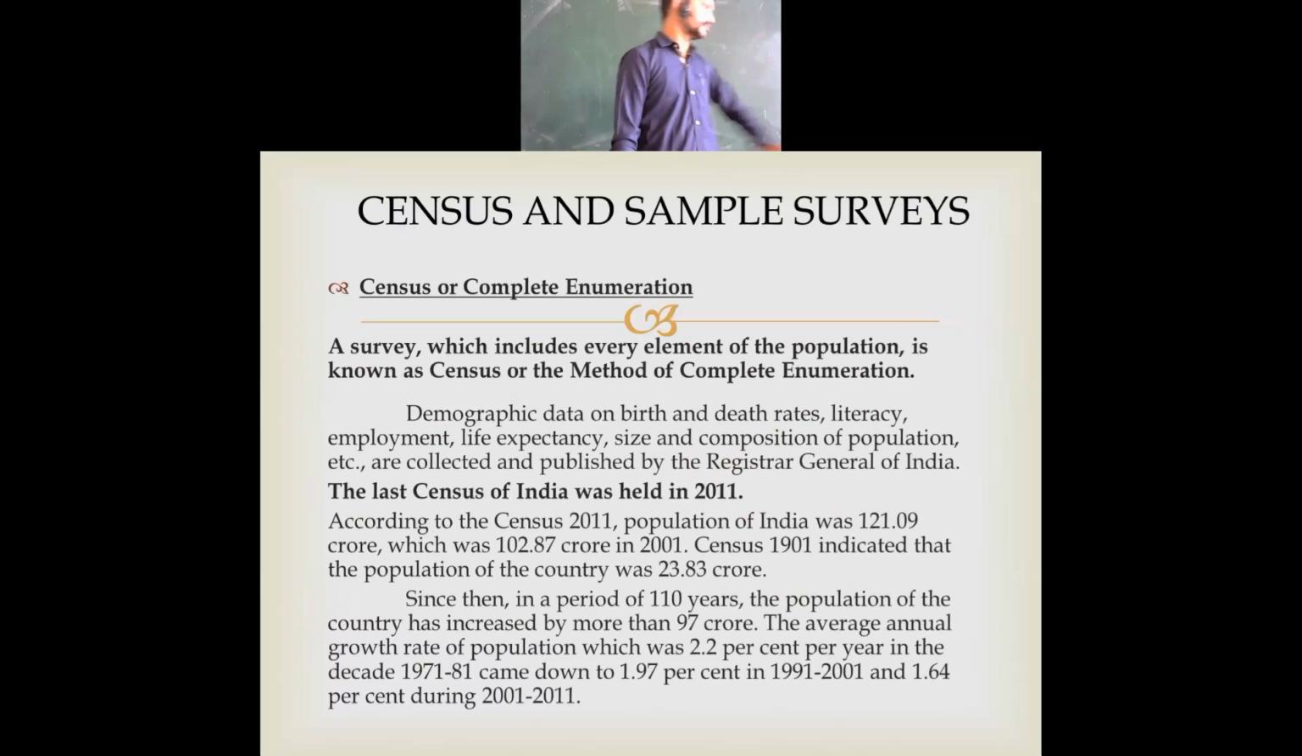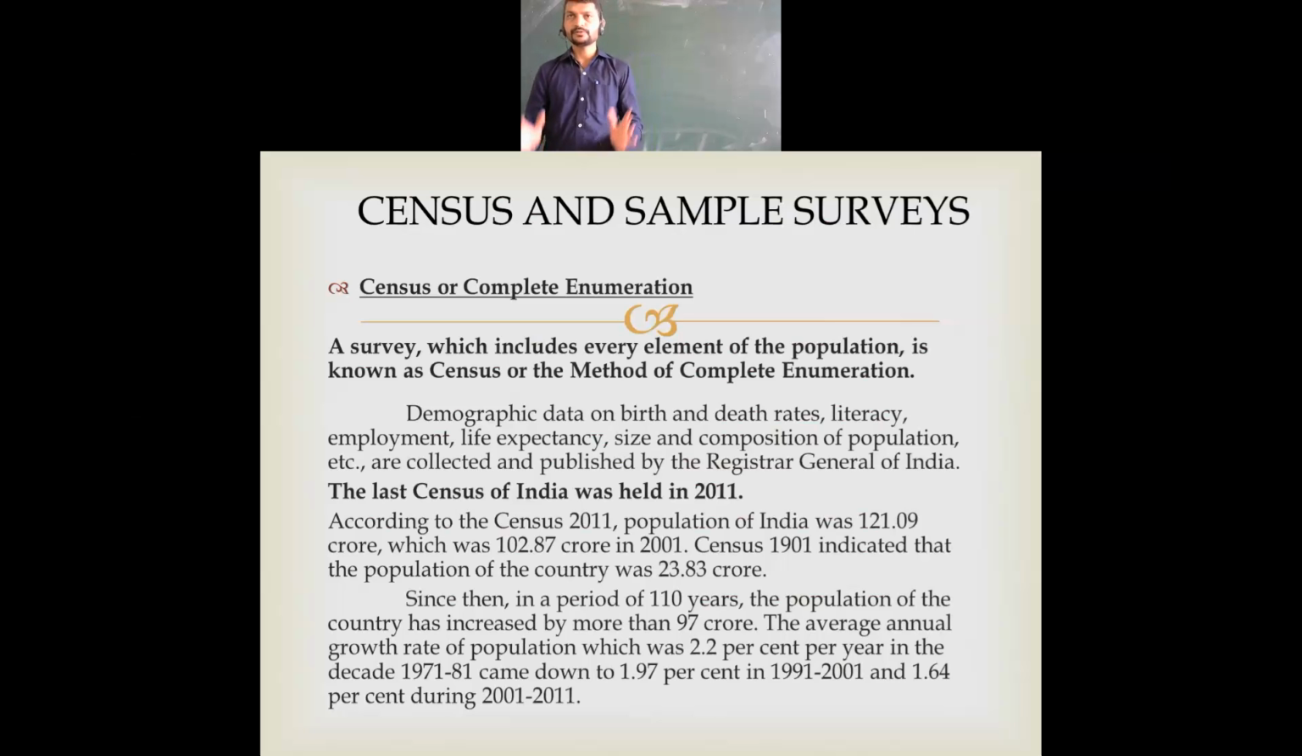Here in the census of India, we saw the last census, which was held in the year 2011. In that, we came across the total population of 121.09 crores, which was 102.87 crores in the year 2001. Census 1901 indicates that the population of the country was 23.83 crores.